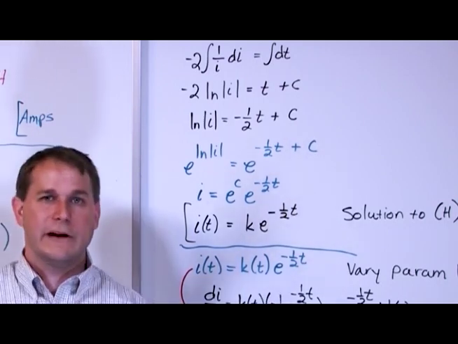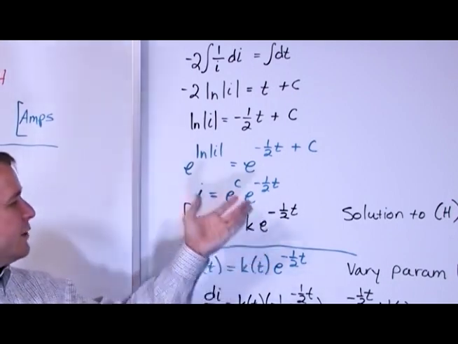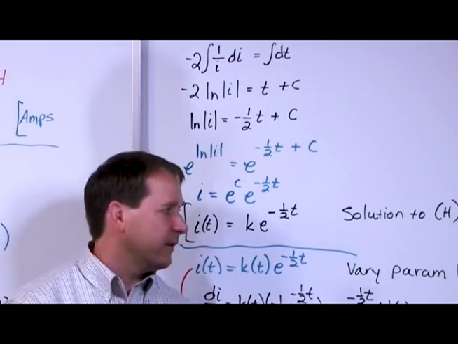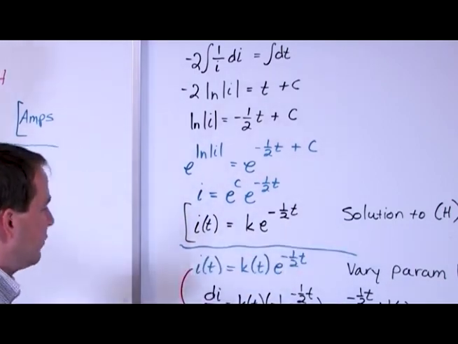Same thing here with this current. If you put some current in the system and you let it go, it's going to all die out if there's no current continuing to come into the system. That's what this homogeneous solution represents.